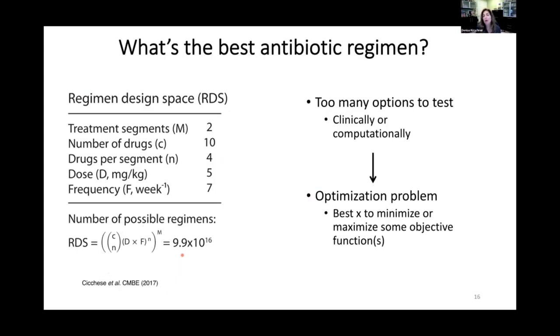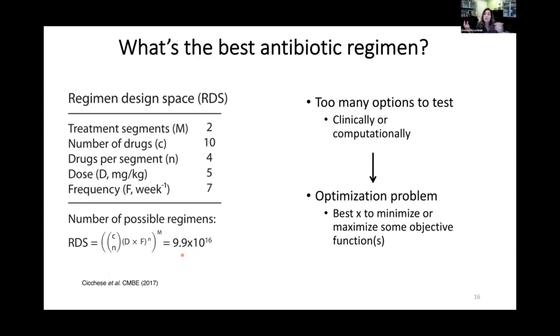So if you think about trying to predict what the best antibiotic regimen could be, you have what we define as the regimen design space. So you have these treatment segments. Let's say you can treat over these 6 months in 2-3 month gaps. You have 10 drugs, although there's even more than 10. You can choose the number of drugs per segment that you decided earlier. You can vary dose in mg per kg, and you can also vary frequency. Should it be once a week, every day, every 3 days? If you just look at the possible combinations of this, you get something like 10 to the 17th options for antibiotic regimens. Even with models, that's too complex.